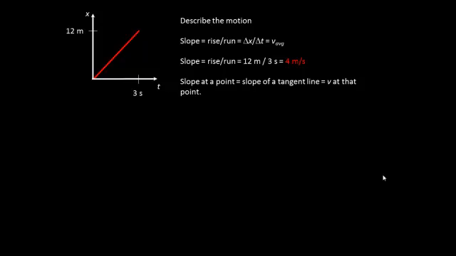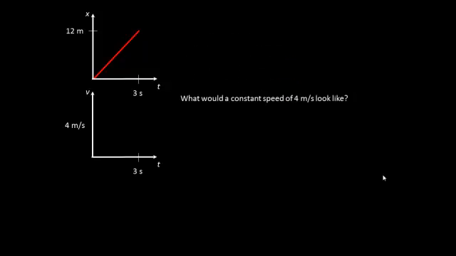We can take the slope at any point to find the velocity at that point. If it is not a constant or diagonal line, we would be looking at the slope of a tangent line, as I will discuss later. What would this constant speed of 4 meters per second look like on the velocity versus time graph? What we see is just a straight horizontal line at 4 meters per second.